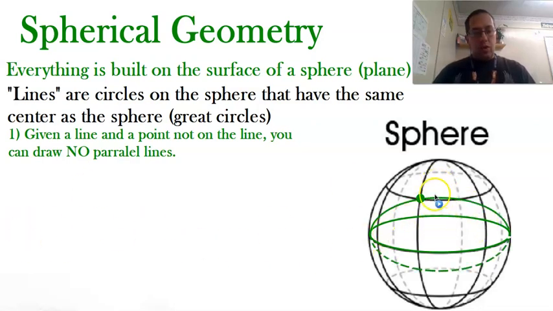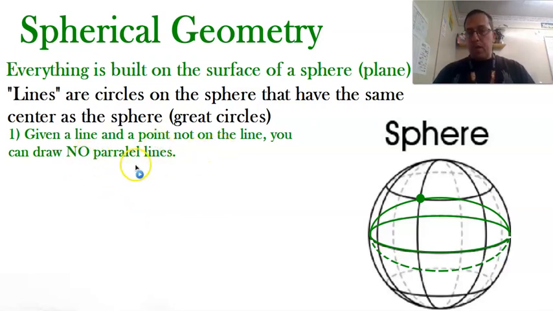I could draw a great circle going around this way, but it's going to intersect my first circle, isn't it? In fact, there is no way I can draw a great circle through this point that will not intersect that first circle that I drew. In fact, not only that, every great circle will intersect every other great circle at least twice, which means there's no such thing as parallel lines in spherical geometry.